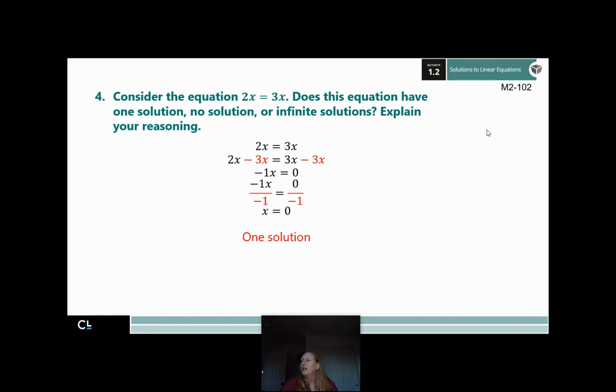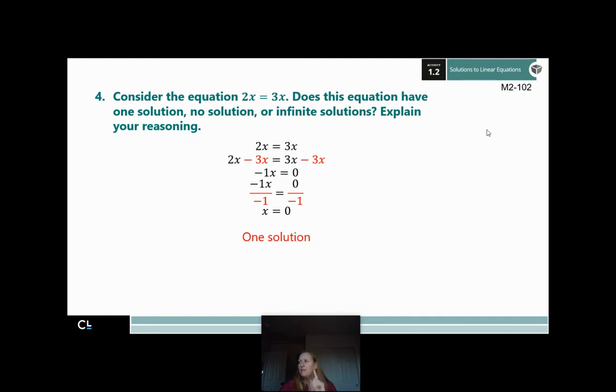So it's interesting. If I can solve it out and find out what x equals, then I have one solution. If I try to solve it and I end up with something like 2 equals 2, that's always true, then it has infinite solutions. But if I solve it and I end up with something like 2 equals 3, and I'm like, that's never true, then I say there's no solution.